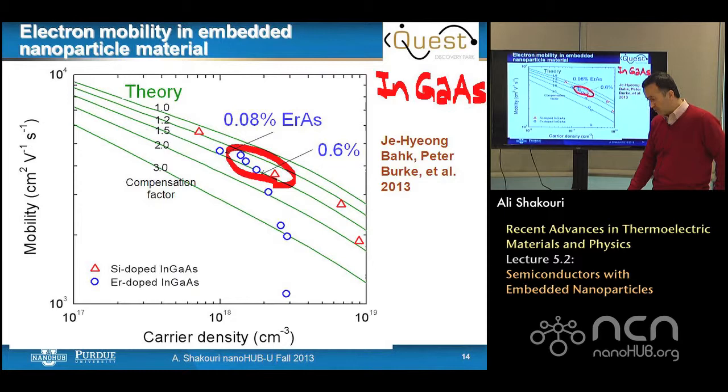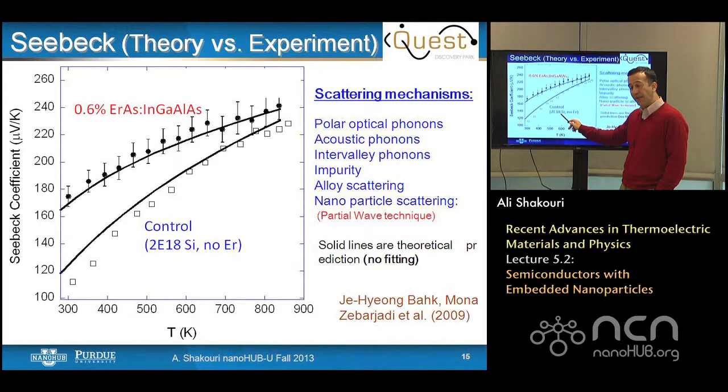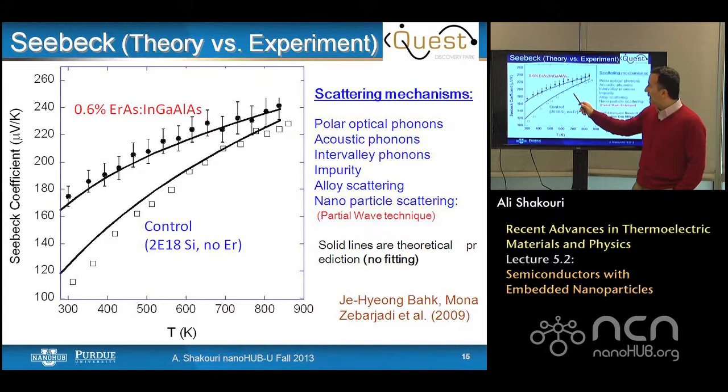And that's only possible if you don't introduce defects in the crystal. Once you have fitted with these parameters, electron mobility and electrical conductivity, the Seebeck coefficient can be calculated directly without any additional fitting parameters. Here is the Seebeck coefficient versus temperature of the control sample, 2 × 10^18 per centimeter cubed, silicon doped indium gallium arsenide, indium gallium aluminum arsenide in this case, sorry, I'm comparing the aluminum case that was in that reference. And the one with 0.6% erbium arsenide, again, a very good match between theory and experiment.